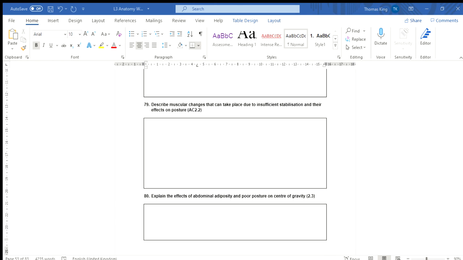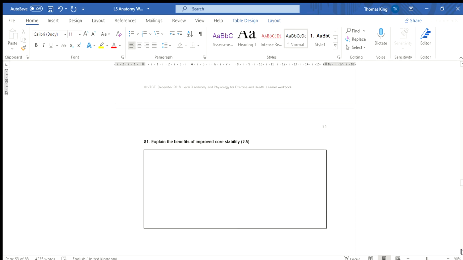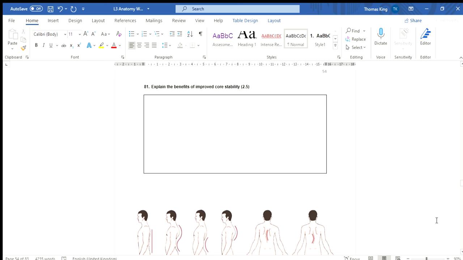Again, we've got 80, so describe the effects of abdominal adiposity and poor posture on center of gravity. So that's going to be all about how carrying extra weight through the midsection affects your posture and how that affects your center of gravity. What's the impact of that for the client? So is that going to cause them pain? Is it going to impact their ability to move properly?